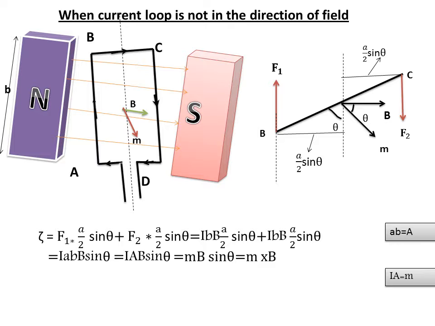For mB sin theta we can write m cross B. So the equation for torque is tau is equal to m cross B. This equation is similar to the case of the electric dipole moment, where the torque was tau is equal to p cross E, where p is the electric dipole moment.